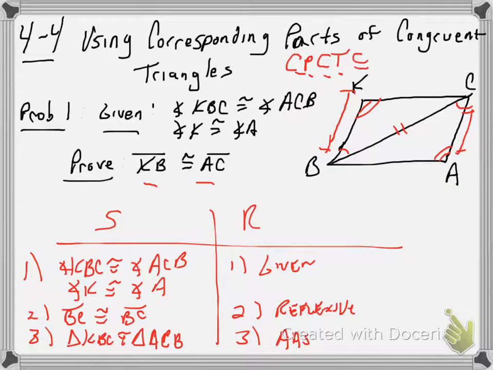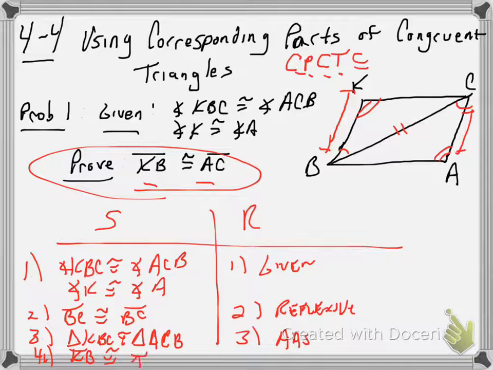Okay, and then my fourth one, once I have my triangles congruent, I can go ahead and talk about the parts of those triangles. So I can say that KB is congruent to AC, and my reasoning would be CPCTC. And you could write that out. Corresponding parts of congruent triangles are congruent. That's a lot to write out.